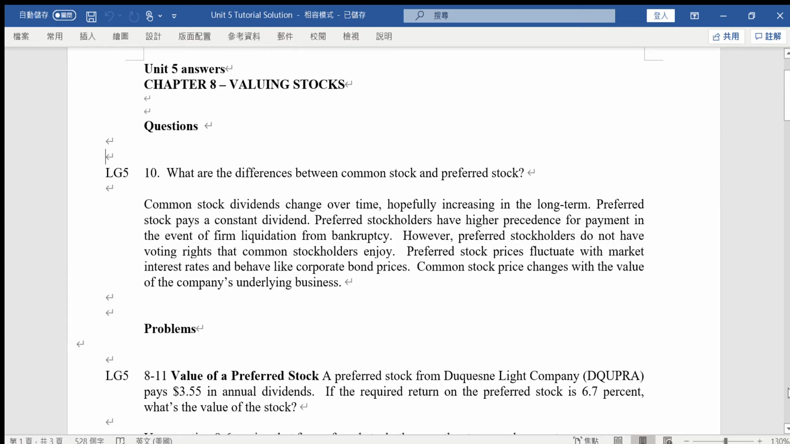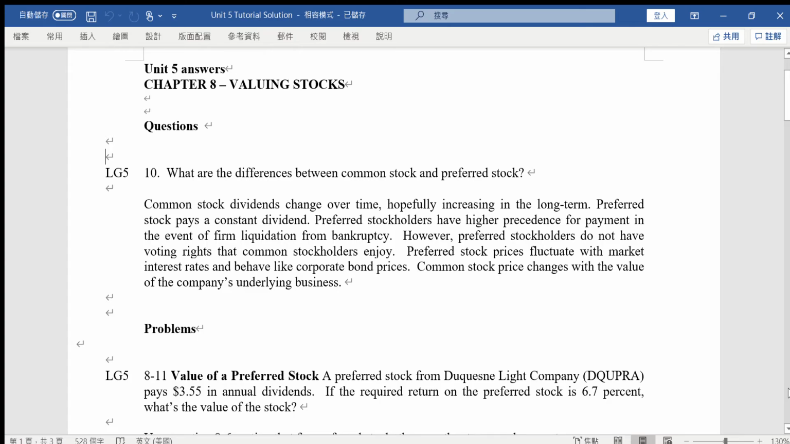Okay, the second factor is about the voting right, whether they have the right in the company to vote for some important decision making. That is a great difference between the two. Common stockholders can vote for important decision making, which means that they have the voting right. But preference shareholders don't have any voting right. That is the main difference between these two kinds of share.